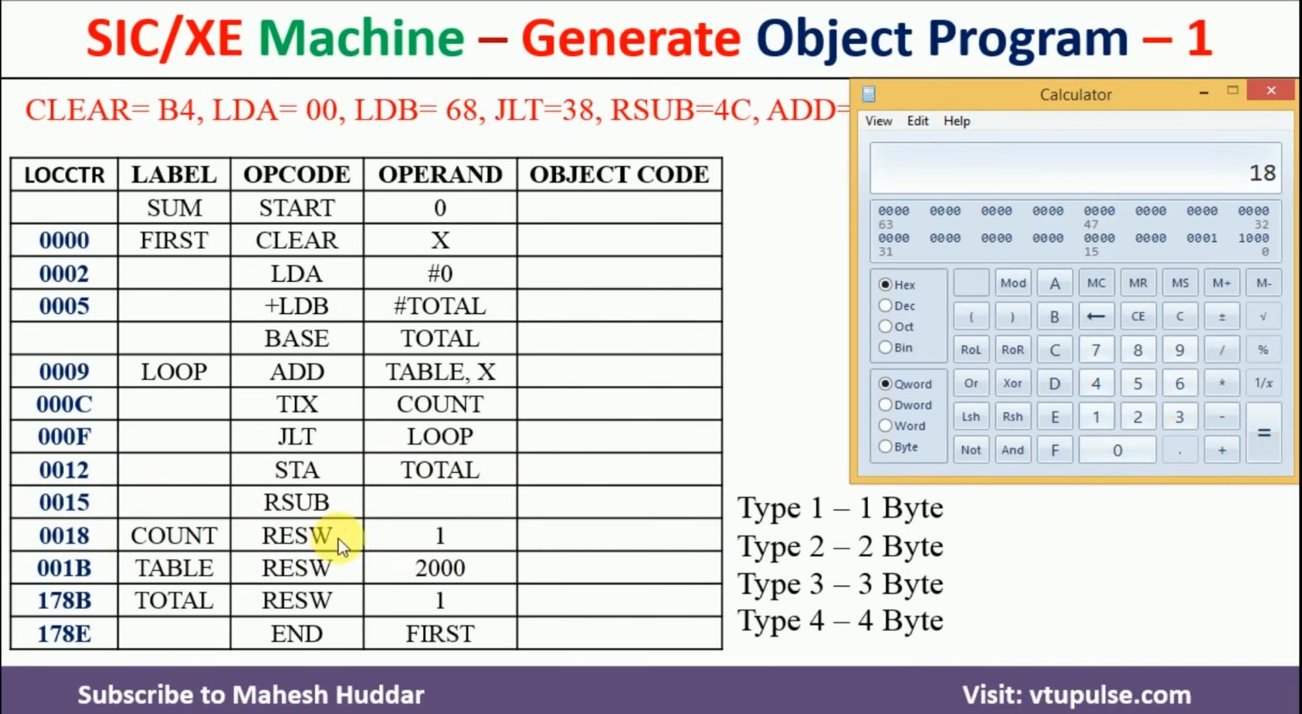In this case we are reserving some words. How many words are we reserving? One word. One word is equivalent to 3 bytes. I will add this to the previous address, and I will get 1B as the location counter for the next instruction. In this instruction we are reserving 2000 words. 2000 words is equivalent to 6000 bytes.